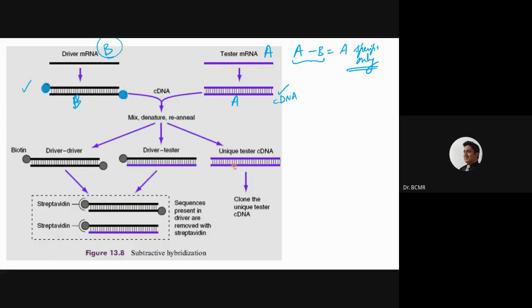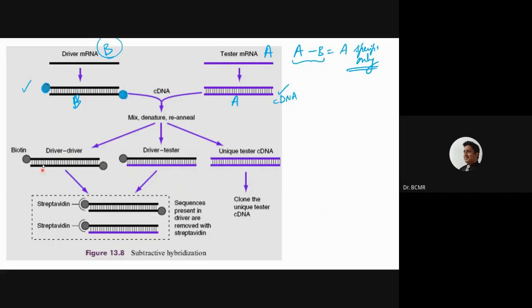Those expressed in A but not expressed in B will remain unique. Also, I forgot to mention, usually the driver mRNA, or the driver cDNA, is taken 10 times higher, so that whatever is common, when you take these higher, you are trying to encourage the formation of driver-tester hybrids. When will a driver-tester hybrid form? Only if there is complementarity between the driver and tester mRNAs. Those sequences that are not expressed in cell type B will remain as unique tester cDNA.